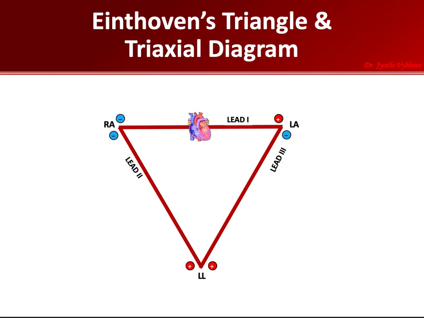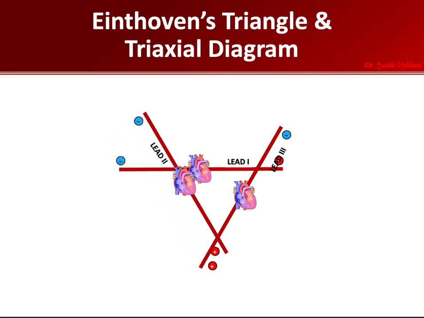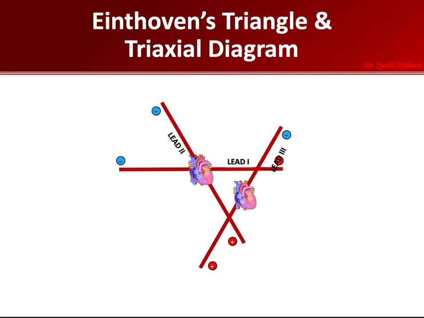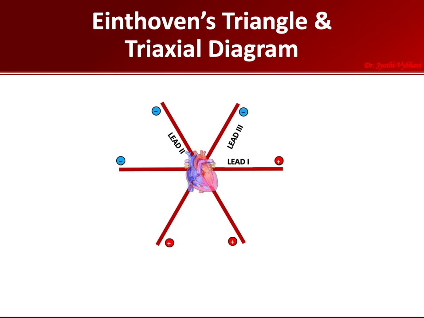So all of them have the heart as the central point, and to rearrange them in such a way that they intersect at the heart, Einthoven just slided lead 1 down, lead 2 rightwards, and lead 3 leftwards, and we got the triaxial diagram. Okay, so that's nothing, it's just the rearrangement of the Einthoven's triangle.